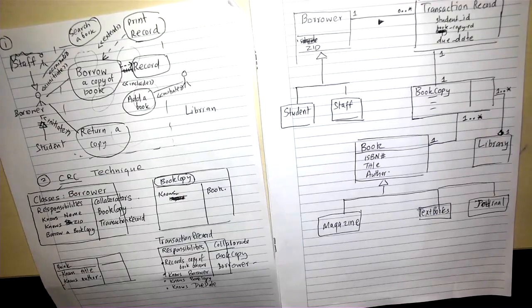In your lab exercise next week, for the car rental system for which you had developed the use case diagram, you will be doing the CRC cards, and you will be doing a class diagram, a conceptual class diagram for it. Okay?